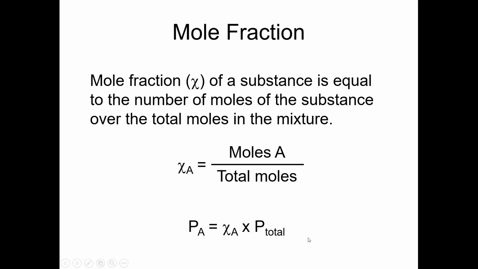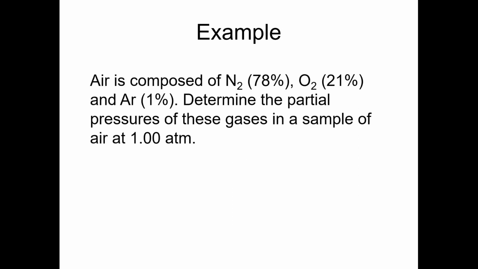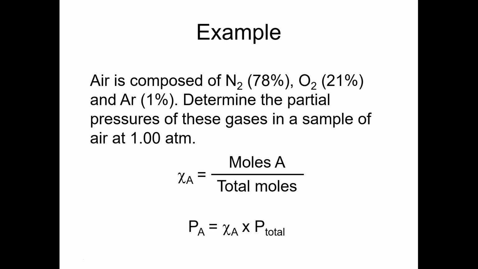So let's go on to our air example and see what that means when we work it out. Air is composed of 78% nitrogen, 21% oxygen, and 1% argon. Determine the partial pressures of each of these gases in a sample of air at 1 atmosphere. Again, two things: the mole fraction is the moles of the substance we're thinking about over the total moles present, and the partial pressure of that gas is equal to its mole fraction multiplied by the total pressure of the gas.